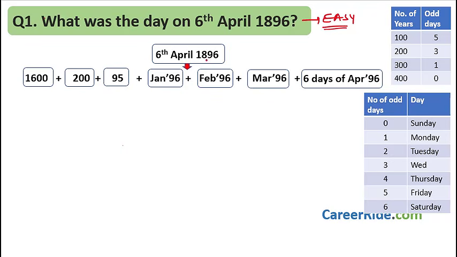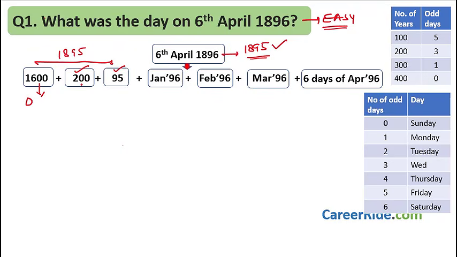So see, 6th April 1896, it means the time has completed till 1895. These are complete years, and 1896 is going on. So let us try to work out this 1895 first. So can I write this 1895 as 1600 plus 200 plus 95? And why am I doing this? I'm doing this because I want to apply the concept of odd days that I have learned already. Okay, I know that since 1600 is a leap century year, it will have 0 odd days, right?